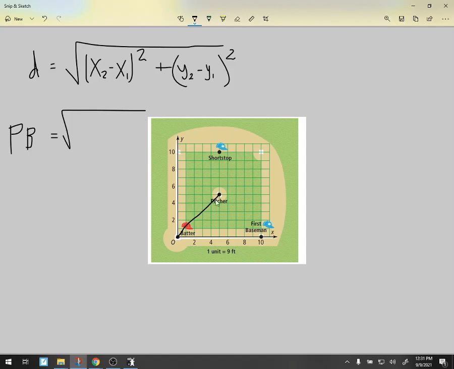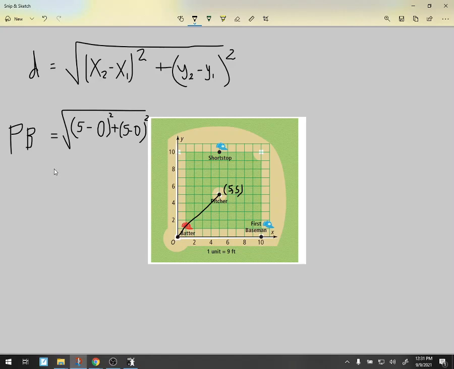And let me see. Well, pitcher is at, what point is that? Looks like it's 5 over, and then 1, 2, 3, 4, 5 up. Okay, 5, 5. So I could do pitcher first. And if I do pitcher first in the first parentheses, I'll do pitcher first in the second parentheses. And then the formula has minus inside. And then batter, oh, batter's at 0, 0. So I'll put batter second, and then a little squared goes outside.